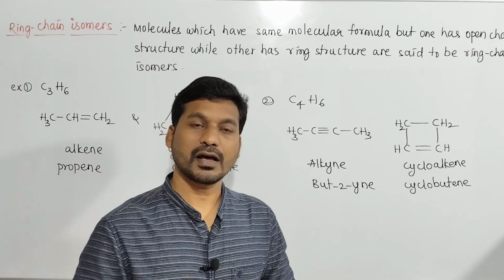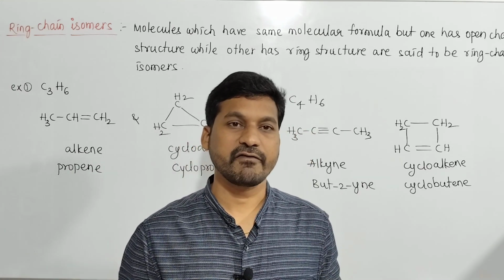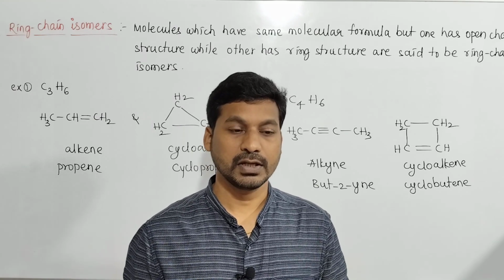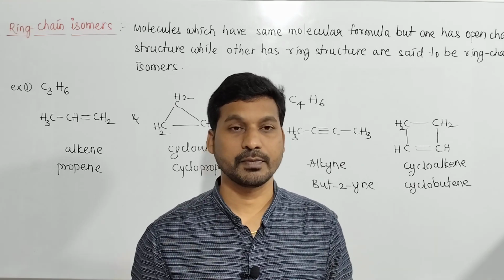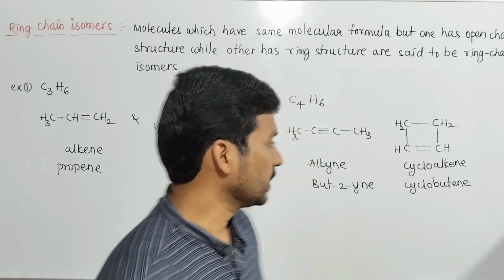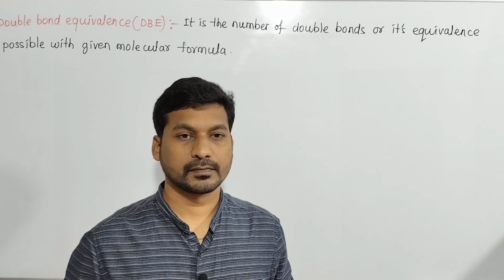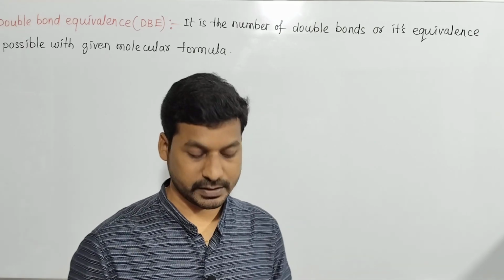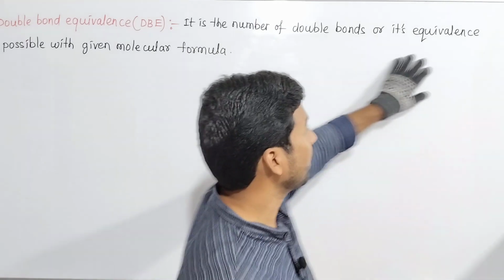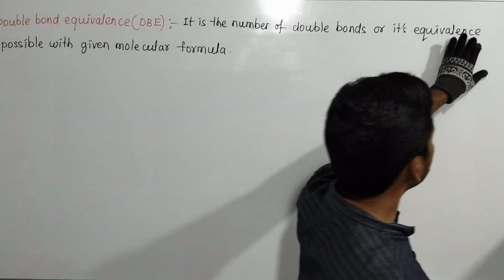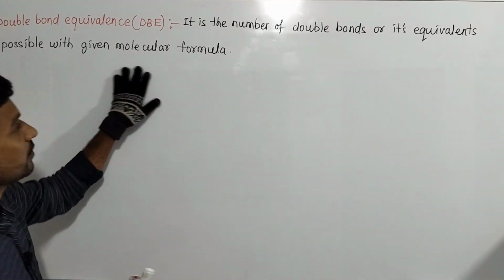To understand the concept of structural isomerism, there is a small topic, double bond equivalence. Double bond equivalence helps us to calculate the number of structural isomers possible with a given molecular formula. Okay, so take this one. Next, the concept of double bond equivalence. What is double bond equivalence? It is the number of double bonds or its equivalents possible with a given molecular formula.